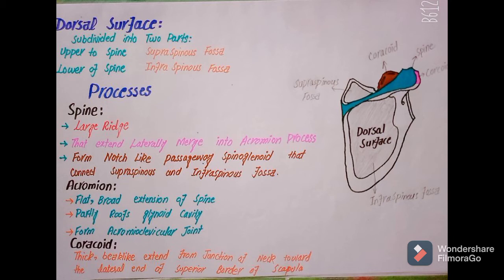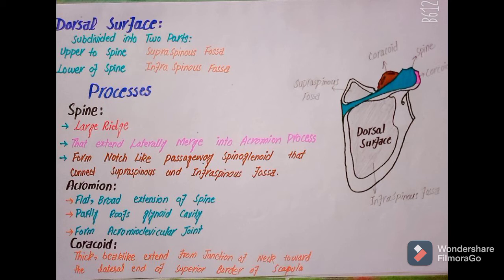Next, we discuss the processes of the scapula. There are three processes of the scapula: spinous, acromion and coracoid. First, the spinous process, which is formed by the spine of the scapula, is a large ridge that extends from the medial part of the scapula and meets the acromion process.